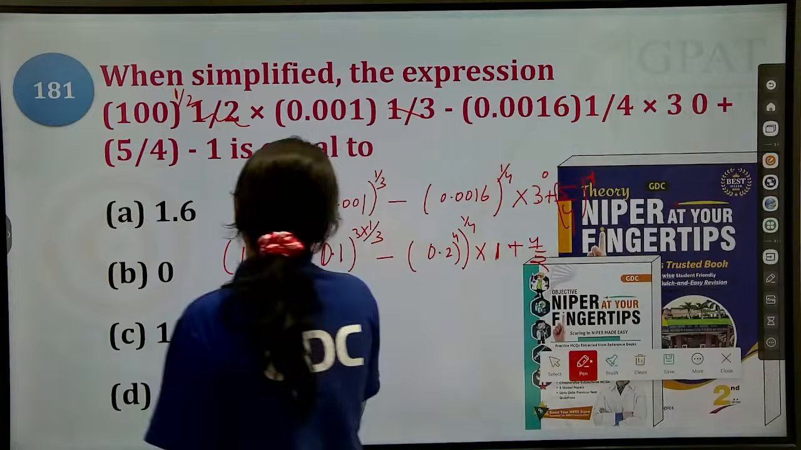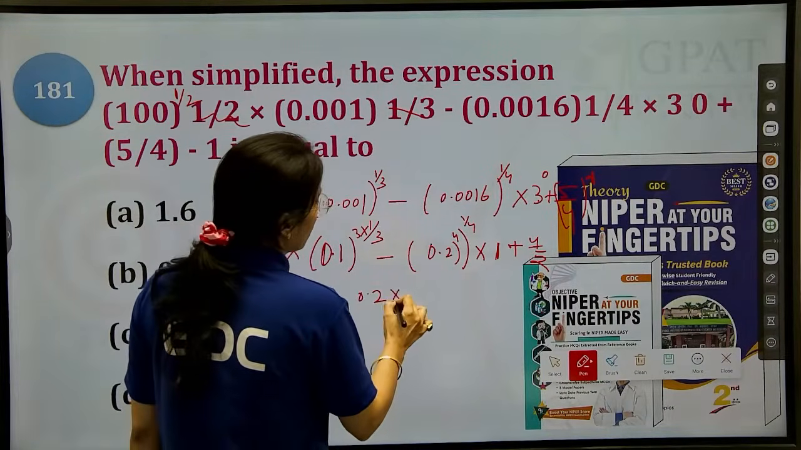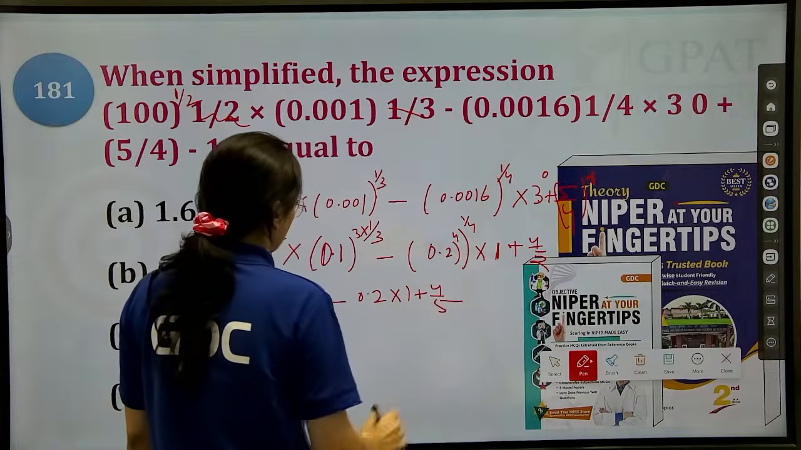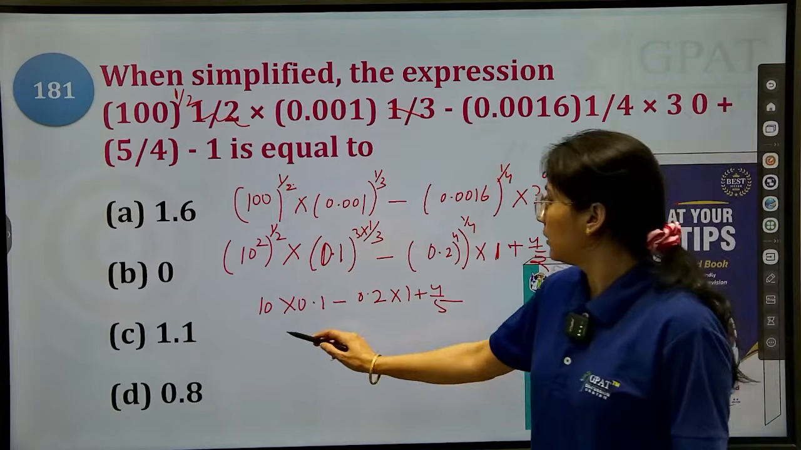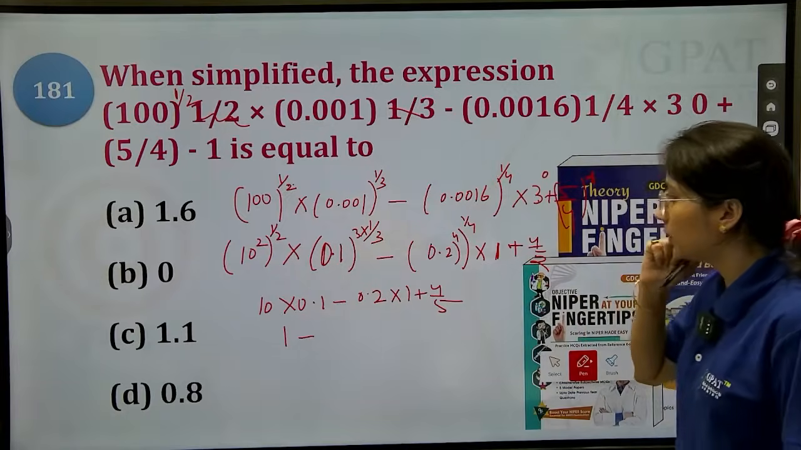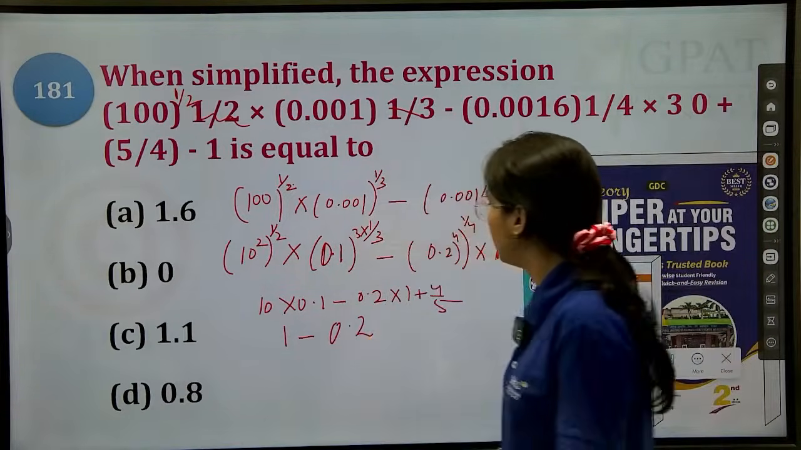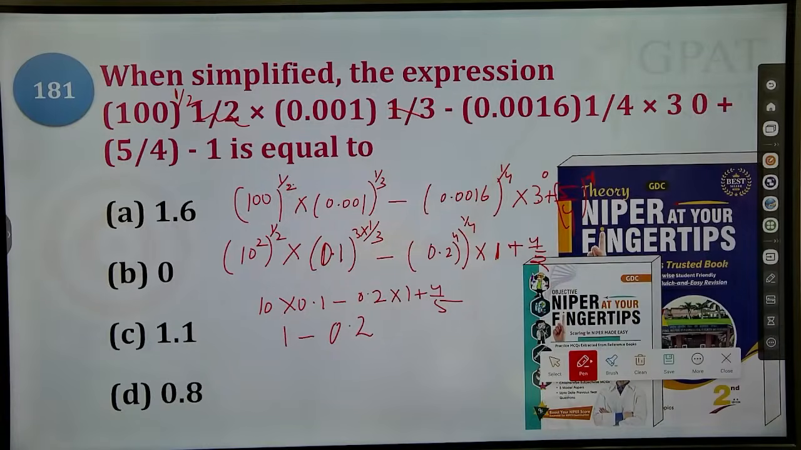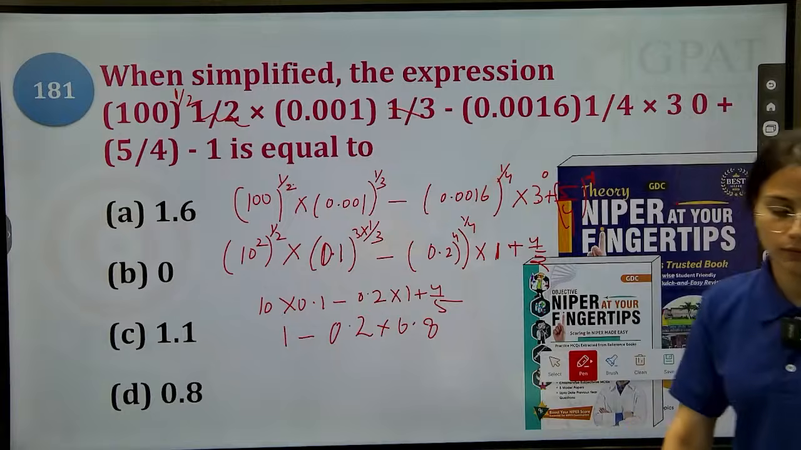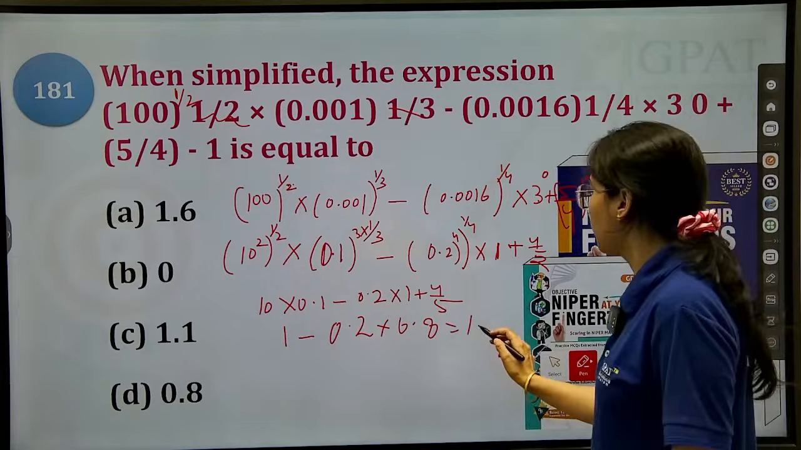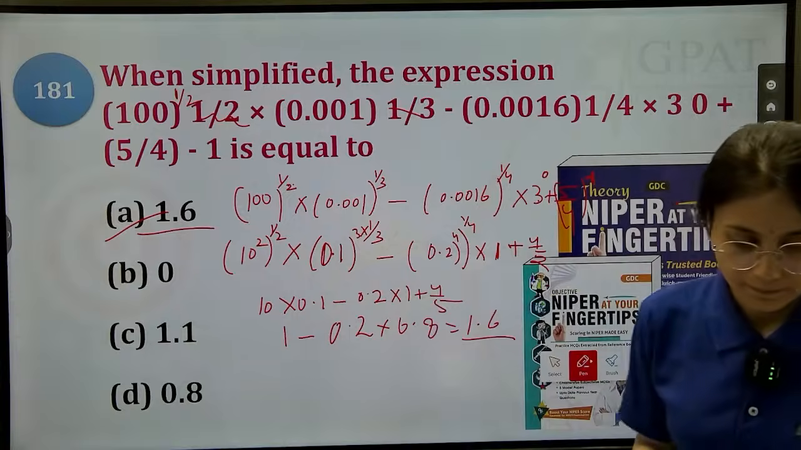That is 10 multiplied by 0.1 minus 0.2 multiplied by 1 plus 4 by 5. That is 1 minus 0.2 plus 0.8. So when you solve you will get the answer 1.6. So option number A is correct for question number 181.